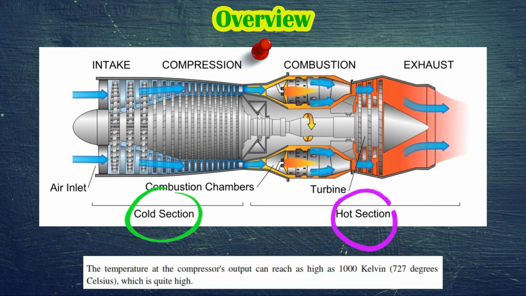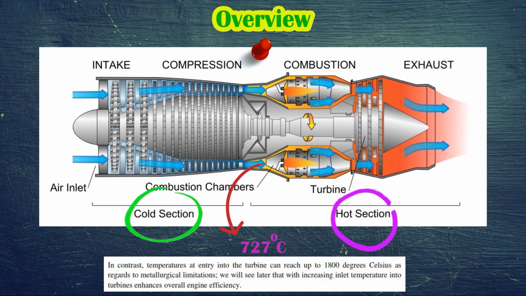The temperature at the compressor's output can reach as high as 1000 Kelvin or 727 degrees Celsius, which is quite high. In contrast, temperatures at entry into the turbine can reach up to 1800 degrees Celsius with regard to metallurgical limitations. We will see later that increasing the inlet temperature into turbines enhances overall engine efficiency.